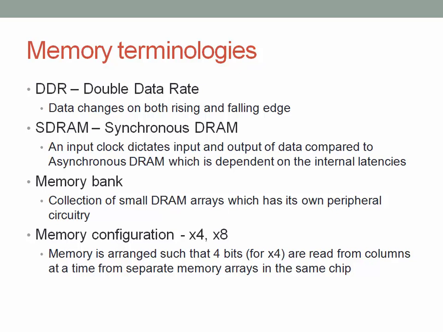And the advantage of SDRAMs over asynchronous DRAMs is that it makes it faster because it can be interleaved using multiple banks of memory. And a memory bank is defined as a collection of small DRAM arrays. So in a DRAM chip, the entire memory cells is not one huge array. It is split into multiple banks. So this helps in speeding up of the data reading and writing.